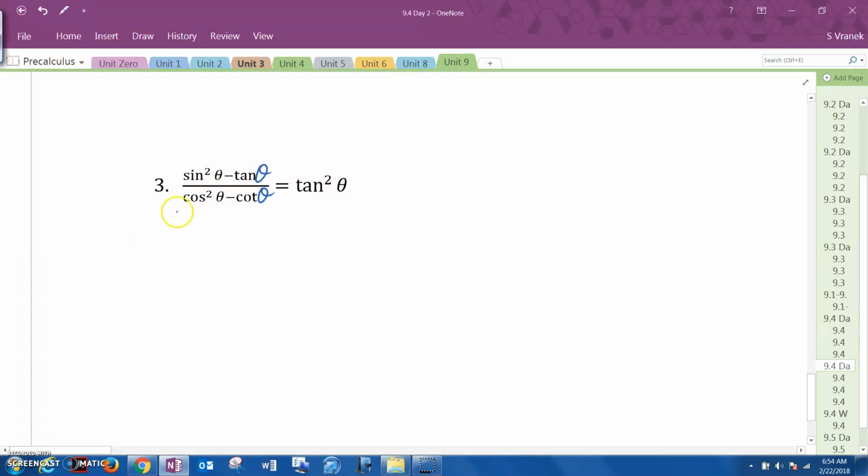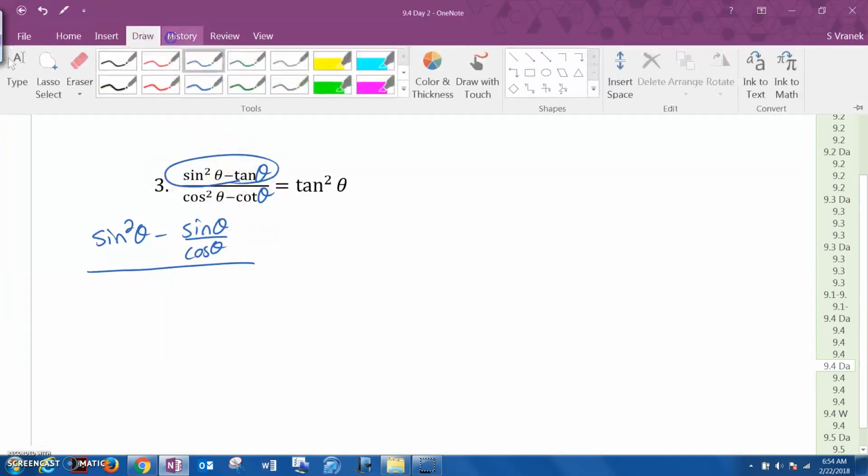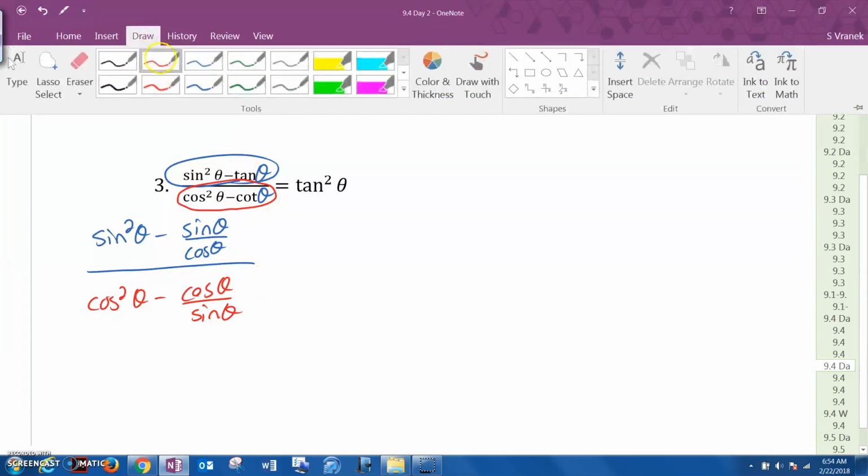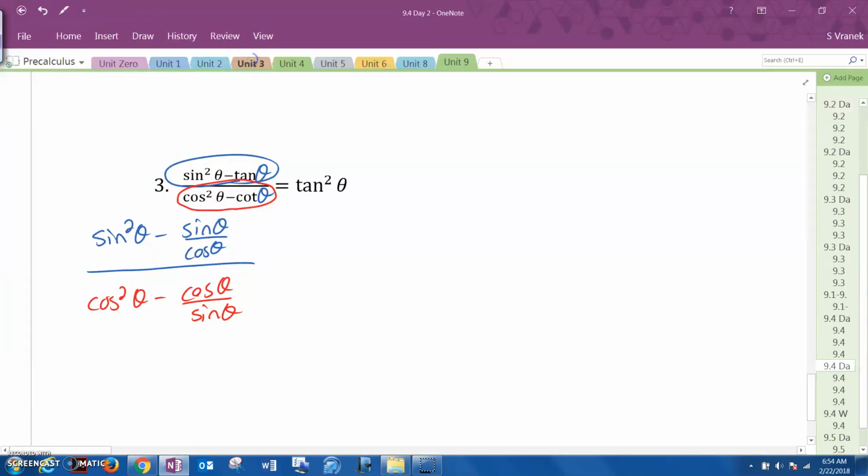Let's do that. So I have sine squared theta minus sine theta over cosine theta. That's just on top. That's just this. I'll change colors so you guys can see what I'm doing. So the bottom becomes cosine squared theta minus cosine of theta over sine of theta. All I did was change tangent and cotangent. The next step is you want a common denominator. Whenever I have mini fractions like this, I want to get them together.